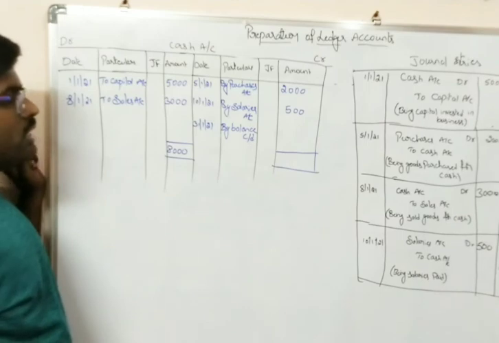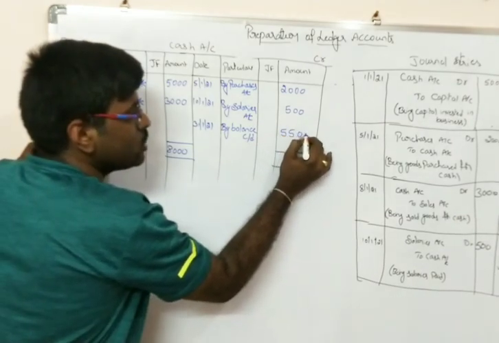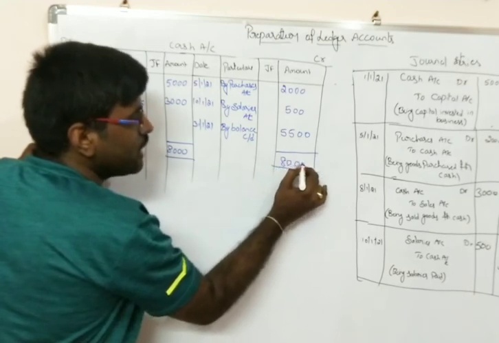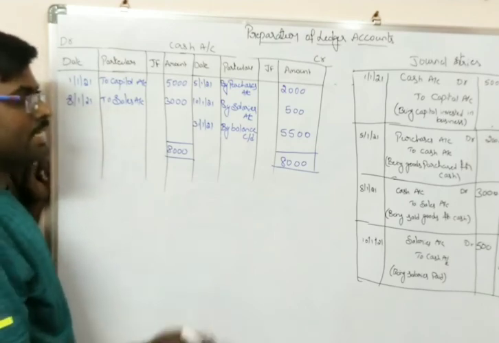What will the shortage amount be? It will be 5,500, and the total becomes 8,000. This is how we balance the ledger accounts.